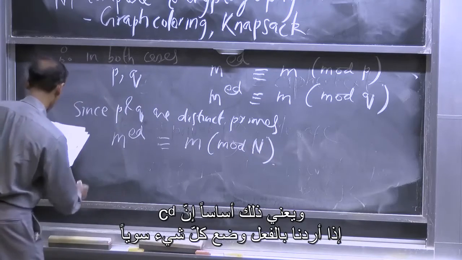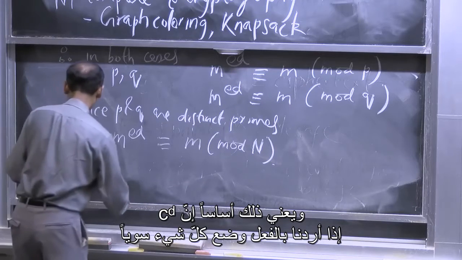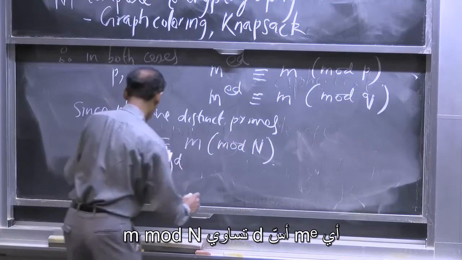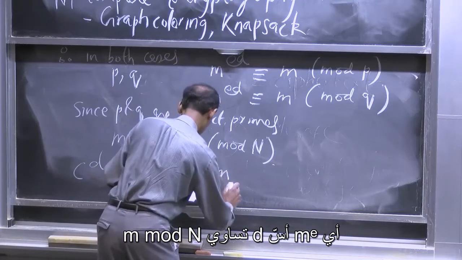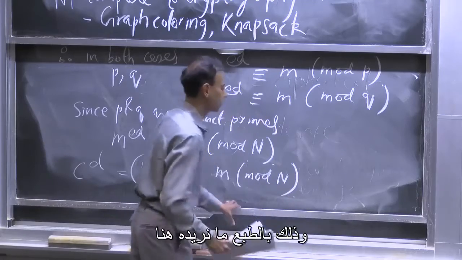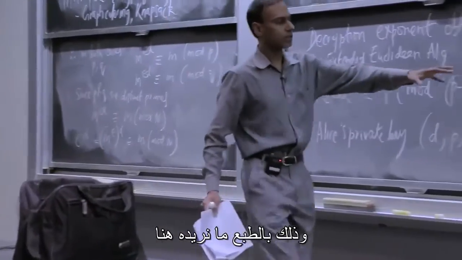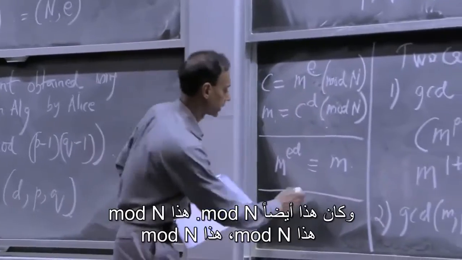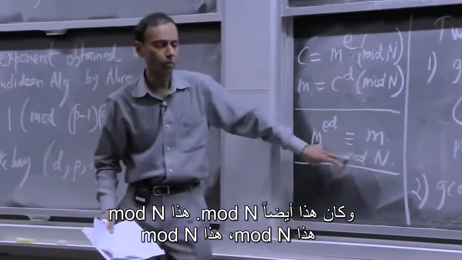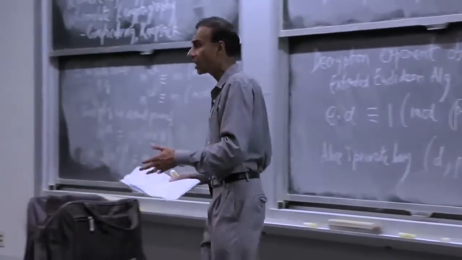And that essentially says c raised to d, if you really want to put it all together, which is m raised to e raised to d equals m mod n, which of course is what we want here. And this thing was also mod n. This is mod n, mod n, mod n. All right? So that's RSA.